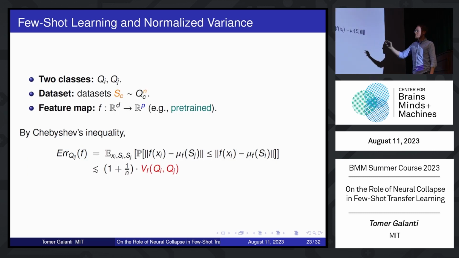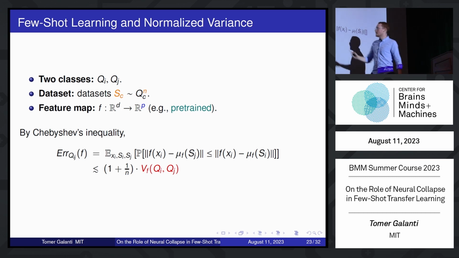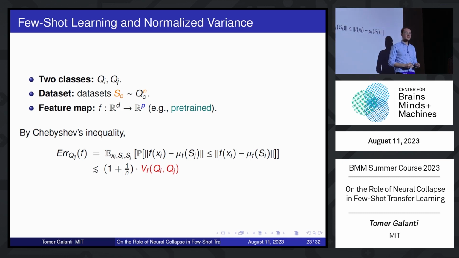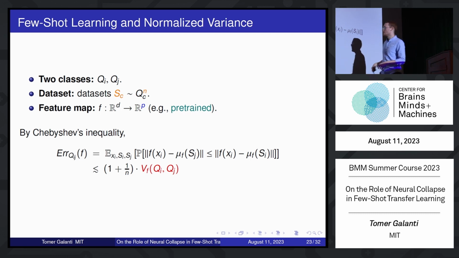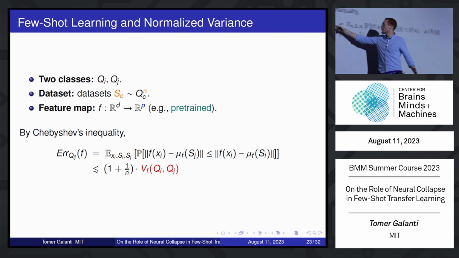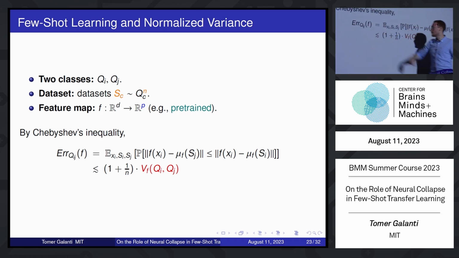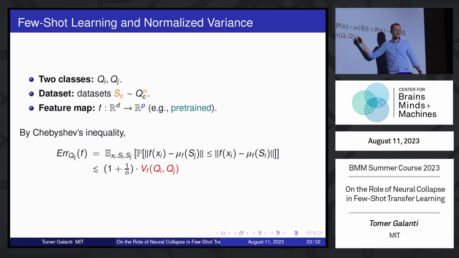And the last step is to bound the FewShot error in terms of the normalized variance. So this is kind of like applying Chebyshev inequality many times, but eventually we can show that the normalized FewShot error is upper bounded by something that is proportional to the degree of collapse, the degree of clustering between the two classes.